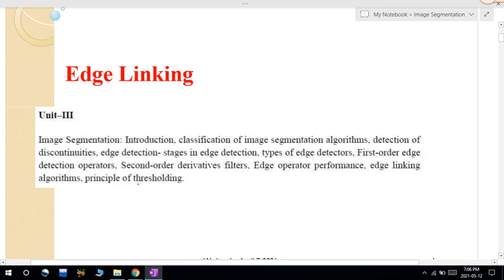In the previous classes, we discussed that we have to take some threshold value. How to take the threshold values will be discussed in the principle of thresholding. That completes my total unit 3, that is image segmentation.